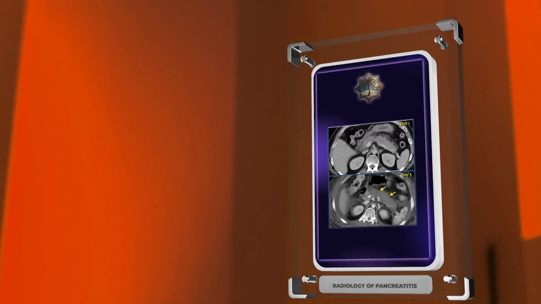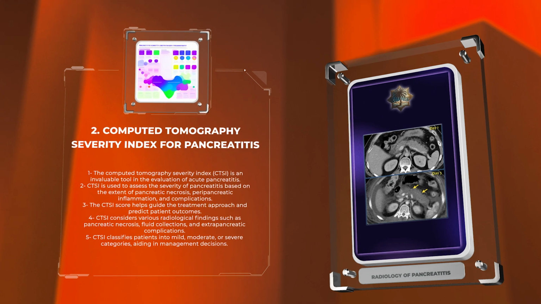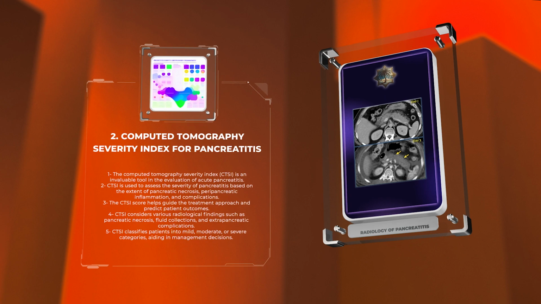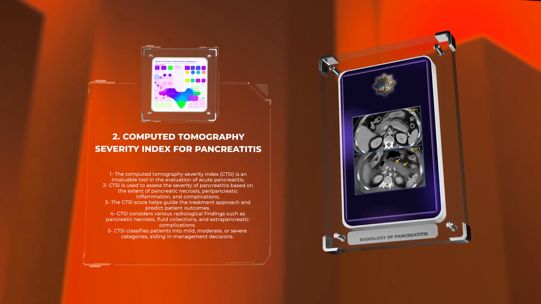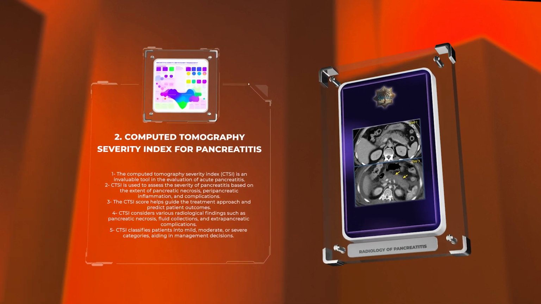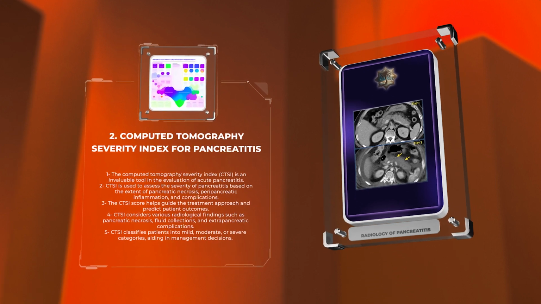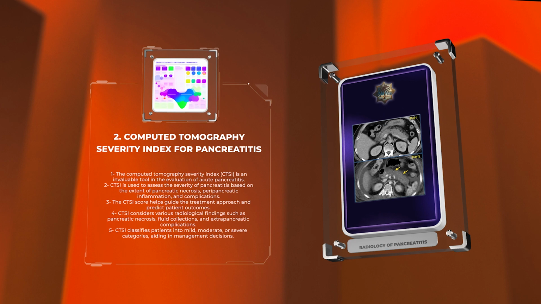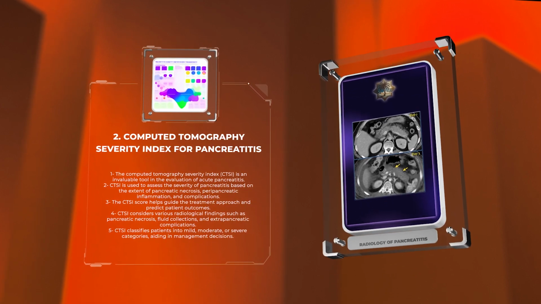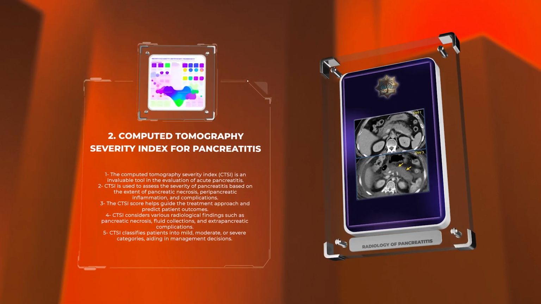In the evaluation of acute pancreatitis, the Computed Tomography Severity Index, CTSI, is an invaluable tool. CTSI is used to assess the severity of pancreatitis based on the extent of pancreatic necrosis, parapancreatic inflammation, and complications. The CTSI score helps guide the treatment approach and predict patient outcomes. CTSI takes into account various radiological findings, such as the presence of pancreatic necrosis, parapancreatic fluid collections, and extrapancreatic complications. The scoring system classifies patients into mild, moderate, or severe categories, aiding in the management decisions.